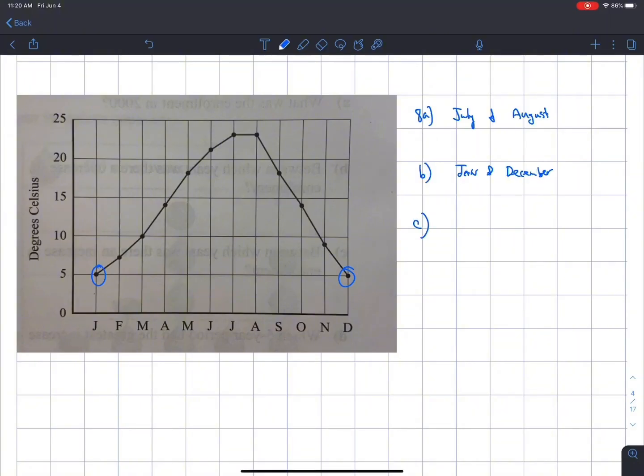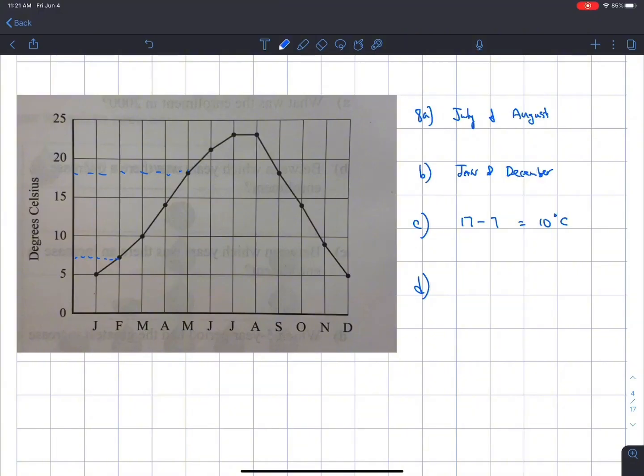What is the temperature difference between February and May? February is roughly 7 degrees, and May is roughly 17 degrees. So 17 minus 7, the difference is 10 degrees Celsius.